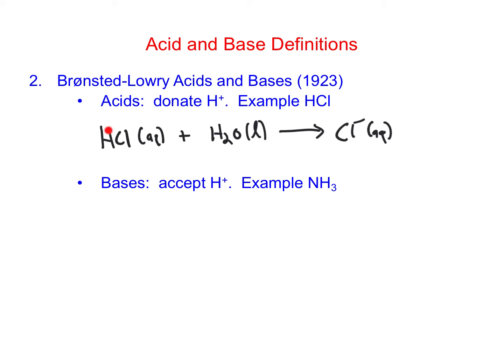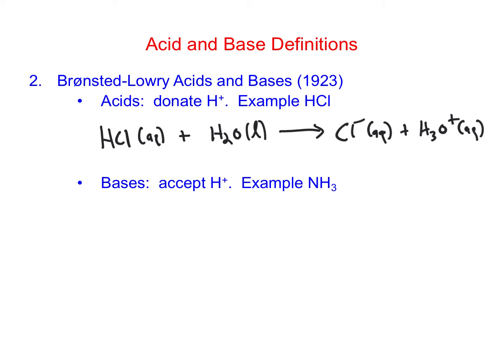And then it's donating that H plus to the water. And so in this case, the water becomes H3O, but it's not just donating an H, it's donating an H plus. And so we don't just get H3O, but we get H3O plus. And so in the Bronsted Lowry definition of acids and bases, HCl is acting like an acid because it's donating its proton, its H plus, to something else, in this case, a water.